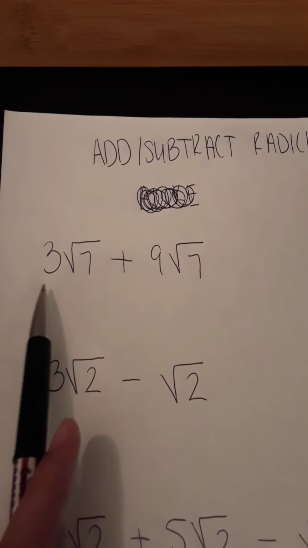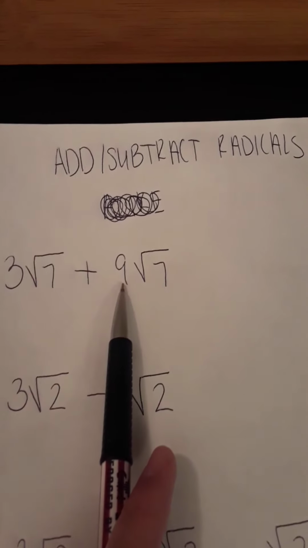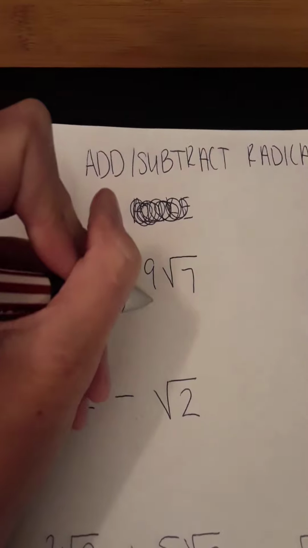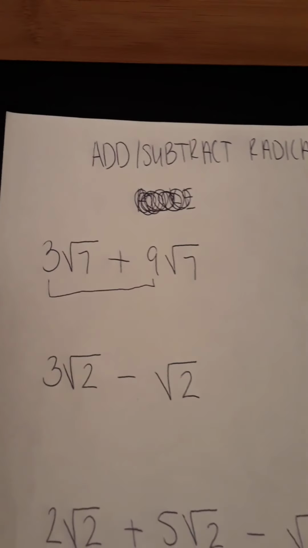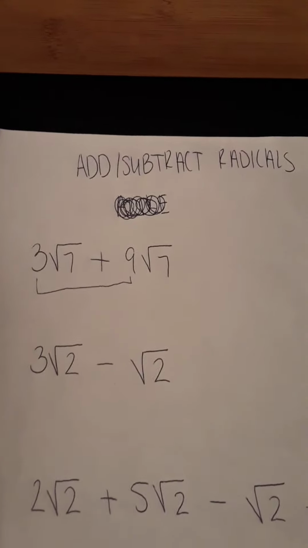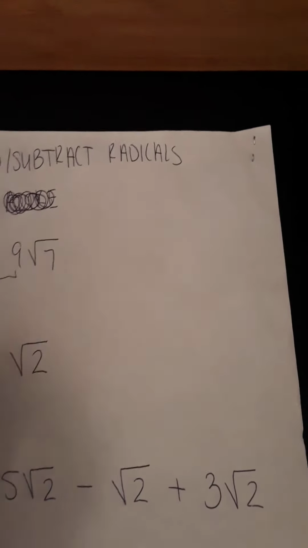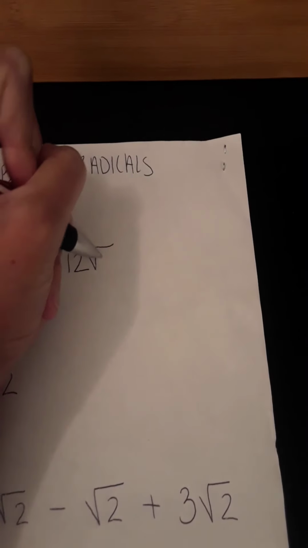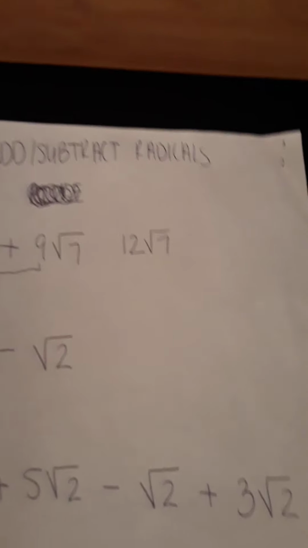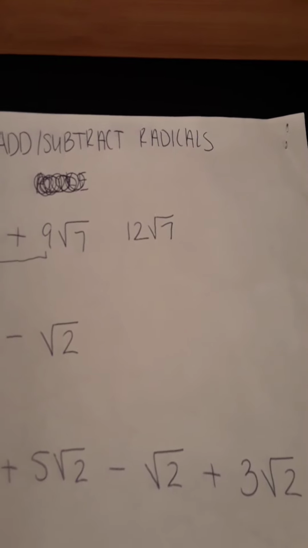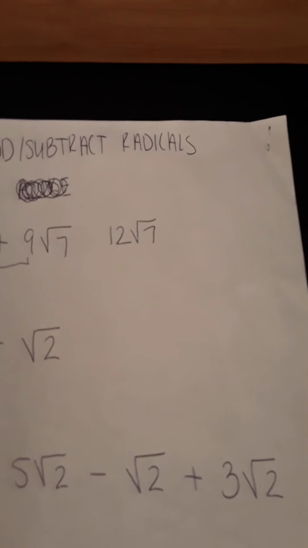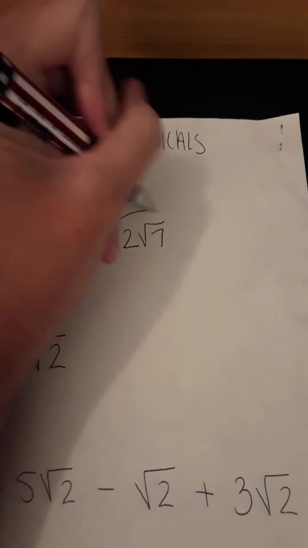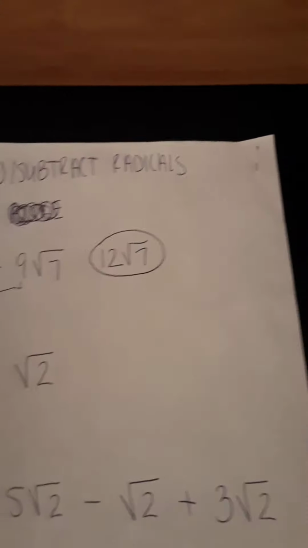So when I do 3 radical 7 plus 9 radical 7, the only two numbers that I will in fact be adding together are those coefficients up front. So again, what is 3 plus 9? 12. And 12 radical 7. Because again, we are not going to add the radicals together, because that was the whole reason why they were alike. So the simplified answer of that summation question is in fact 12 radical 7.